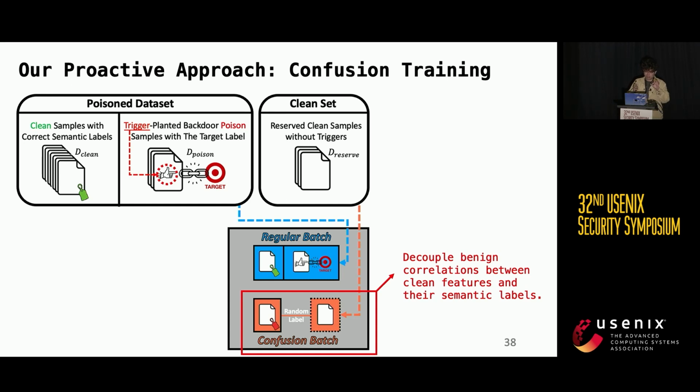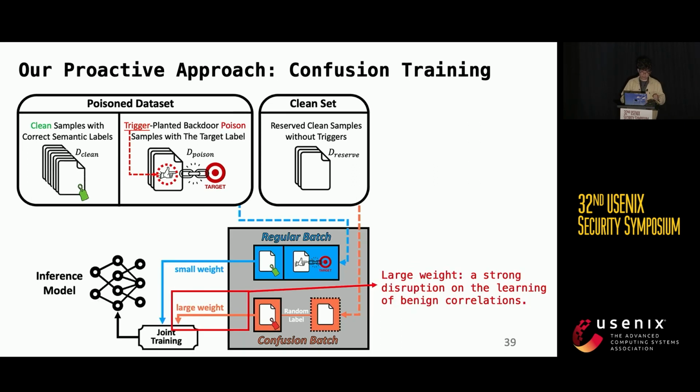And then with these two sets, during training, we will sample data from both. We call the regular batch the one sampled from the poison dataset. Basically, it will contain both clean samples and also poison samples from the poison dataset. We call another batch the confusion batch, sampled from our tiny clean set. And the point is, we always randomly label these clean samples in the confusion batch. The effect will be that in this confusion batch, we decouple the benign correlation between the clean features and their semantic labels. And then we will train an inference model jointly on the regular batch and the confusion batch.